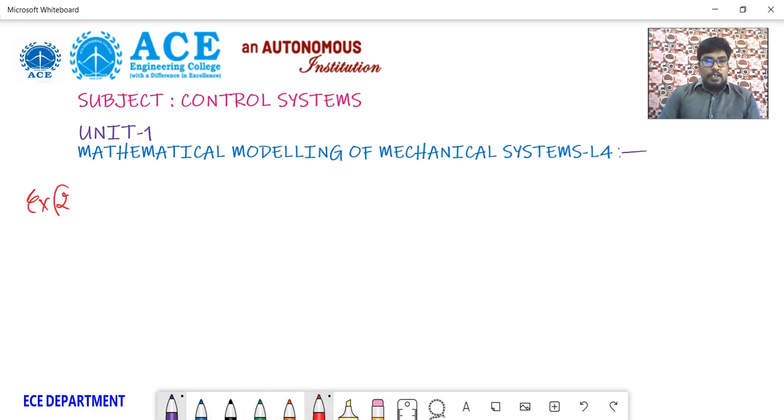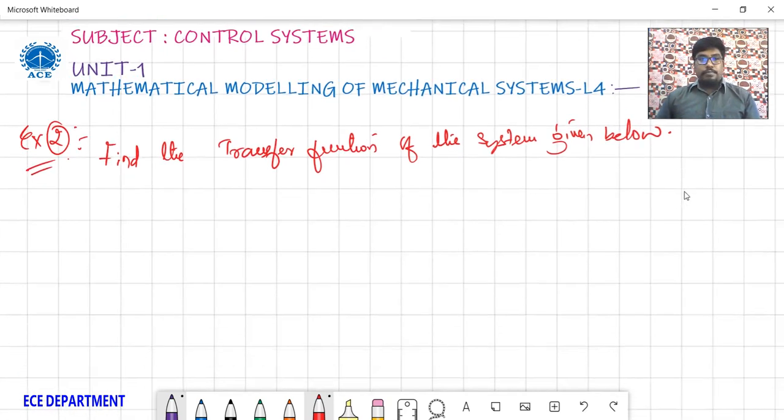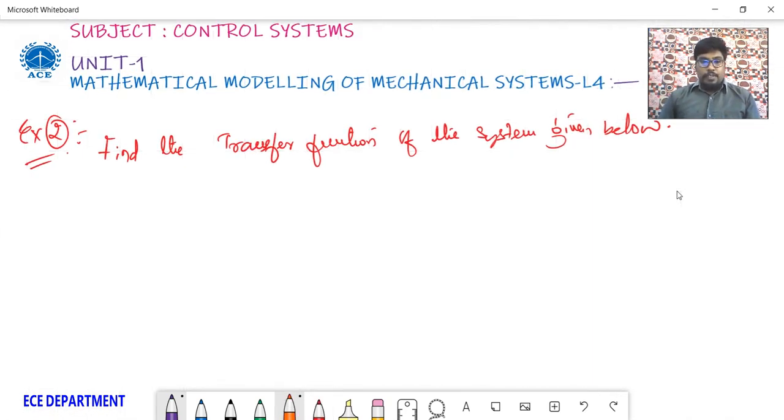Example 2. Find the transfer function of the system given below. So here the system is nothing but a mechanical system. Let us see the system, this one, this is the reference.